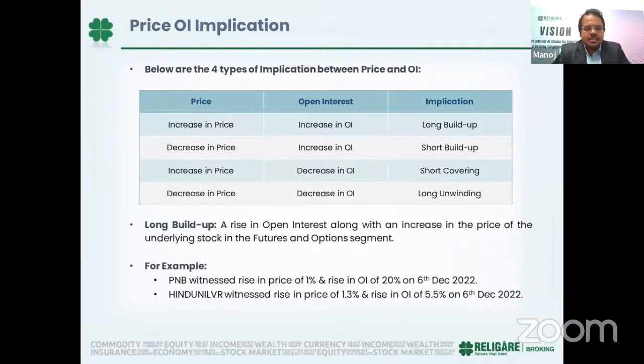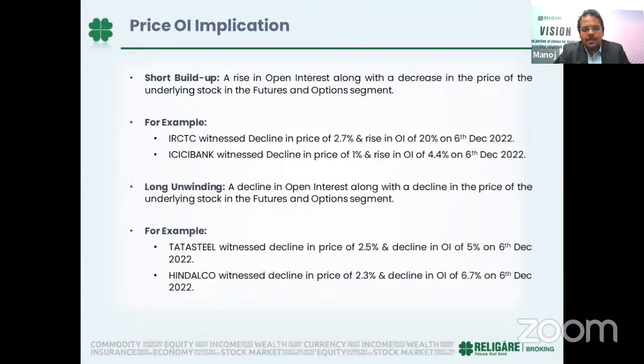As you see, there is an example mentioned wherein a rise in the open interest along with an increase in the price. For example, if PNB's price goes up by 1% and the open interest has increased by 20% on the 6th, so this actually happened. The implication there is that PNB is in long buildup. Same goes with HUL. HUL, obviously in the FMCG sector, even yesterday, the price was up by 1.5% almost, and the open interest came up. So the implication there is long buildup. Now, same goes with short buildup and long unwinding. These are just examples that we have given.